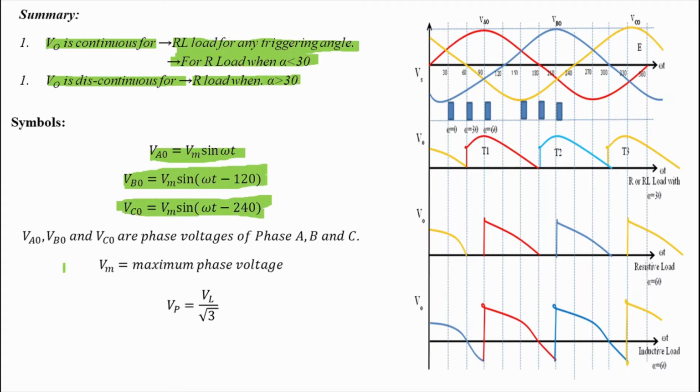Here Vm is the maximum phase voltage and Vp is the RMS value of phase voltage, and we know that RMS value is equal to maximum value by root 2, so we can write Vp equals Vm by root 2. And this is the relation between phase voltage and line voltage, meaning Vp is equal to VL by root 3. So after knowing all this concept, we are now going to calculate the parameters.